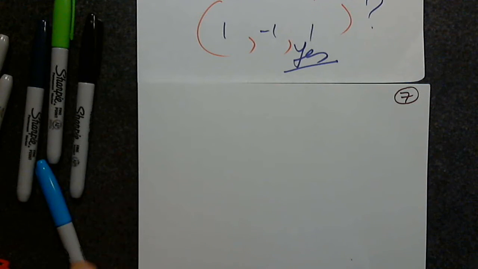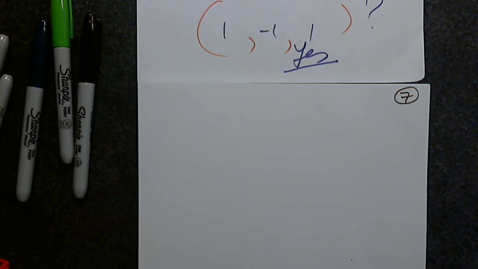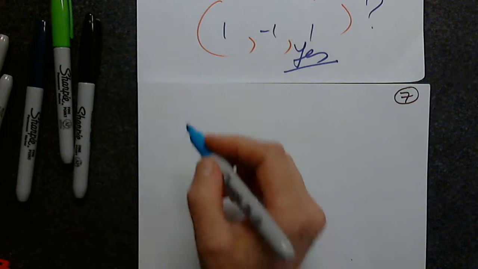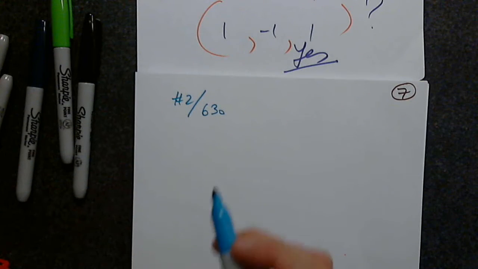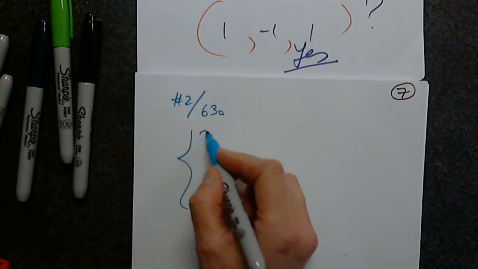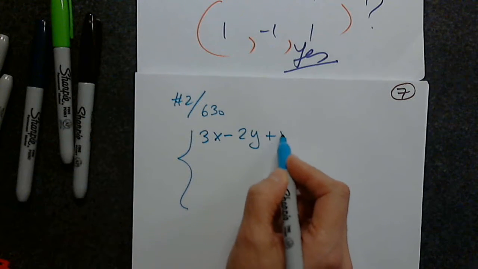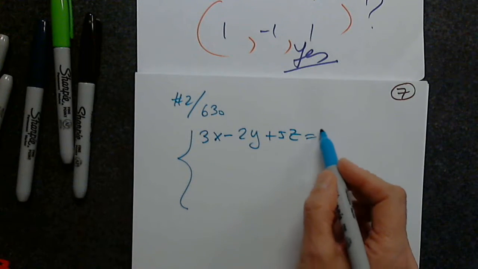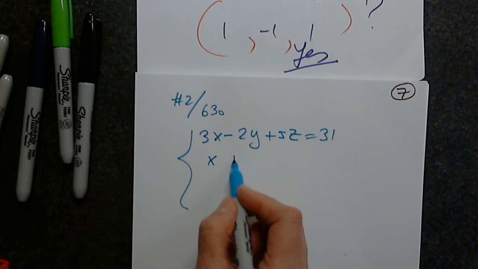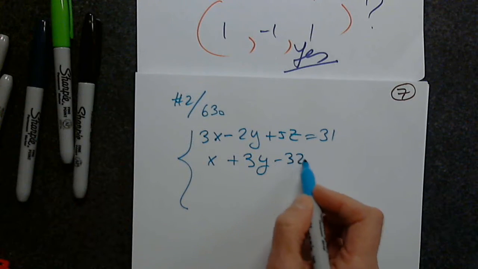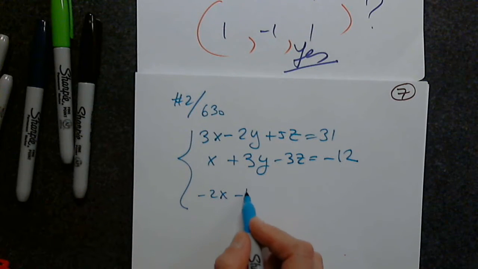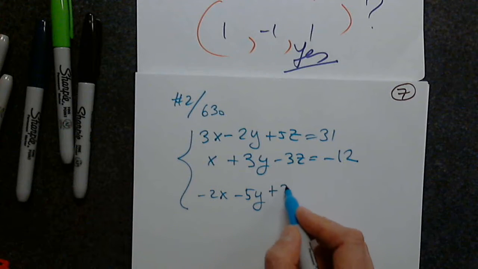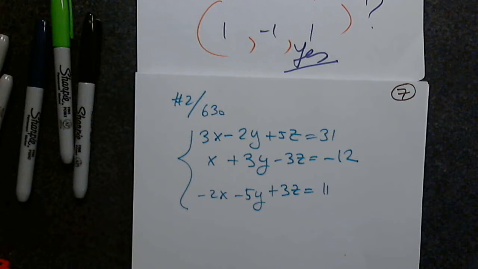Okay, so let's take a look at the next problem. Page 630. And now you are going to walk me through. Oh Lord. So this is 3x minus 2y plus 5z equals 31, and x plus 3y minus 3z equals negative 12, and then negative 2x minus 5y plus 3z equals 11.